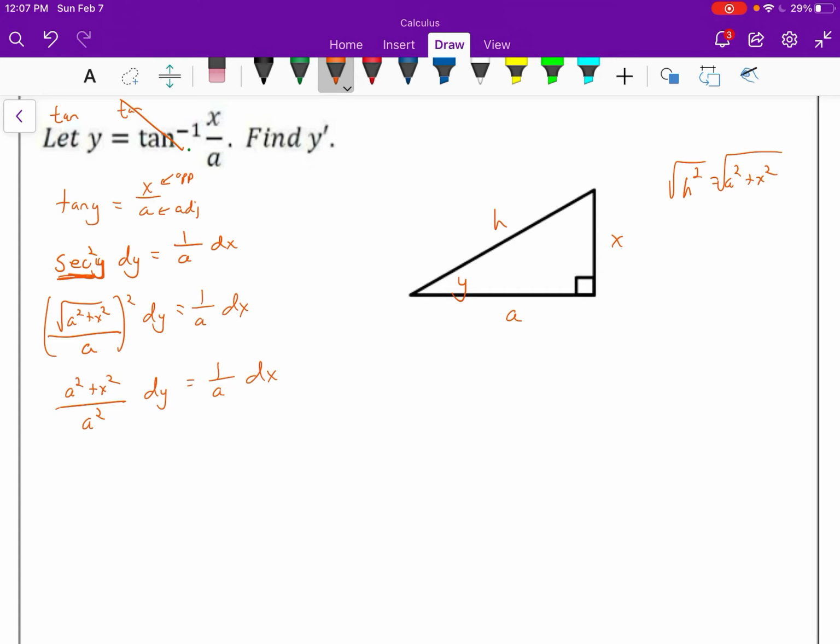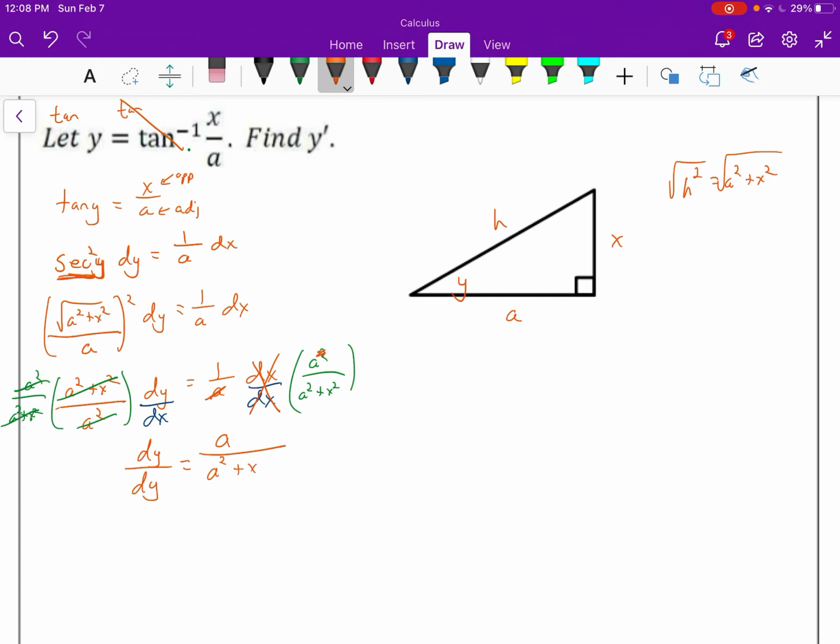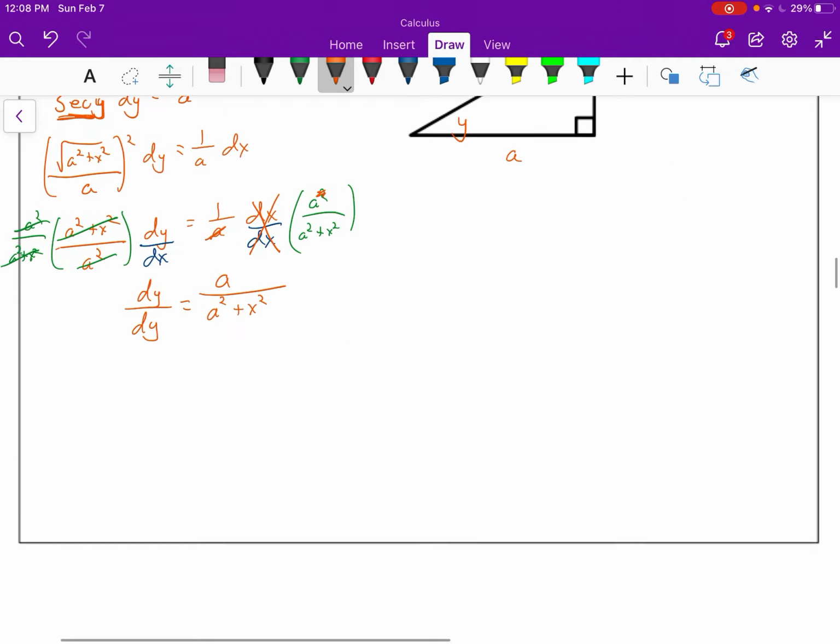And now we can solve for dy dx. Divide both sides by dx. The same step, we can multiply both sides by the reciprocal, which is a squared over a squared plus x squared. So the a squareds cancel, and the derivative of inverse tangent is 1, a cancels with one of these, the dx's cancel, and we have a over a squared plus x squared. And so that's the derivative of inverse tangent.